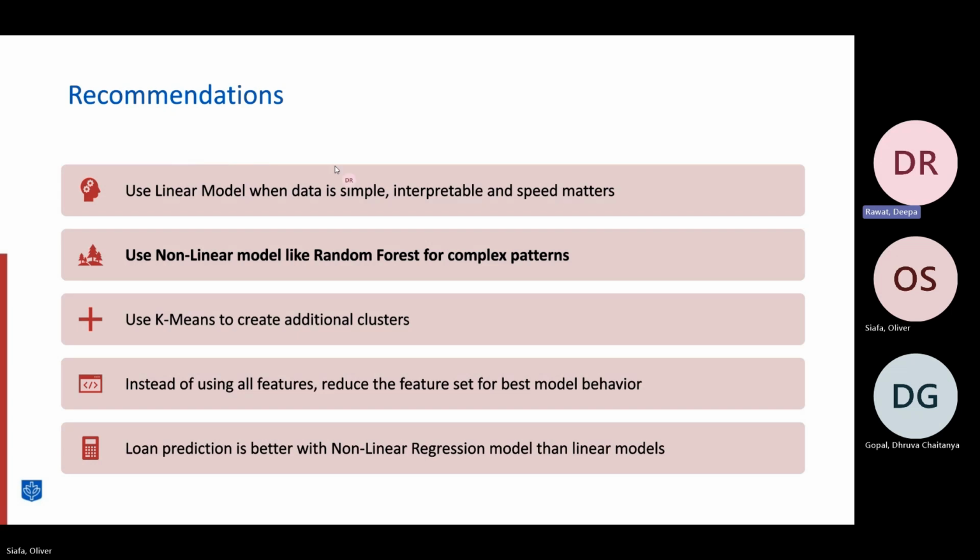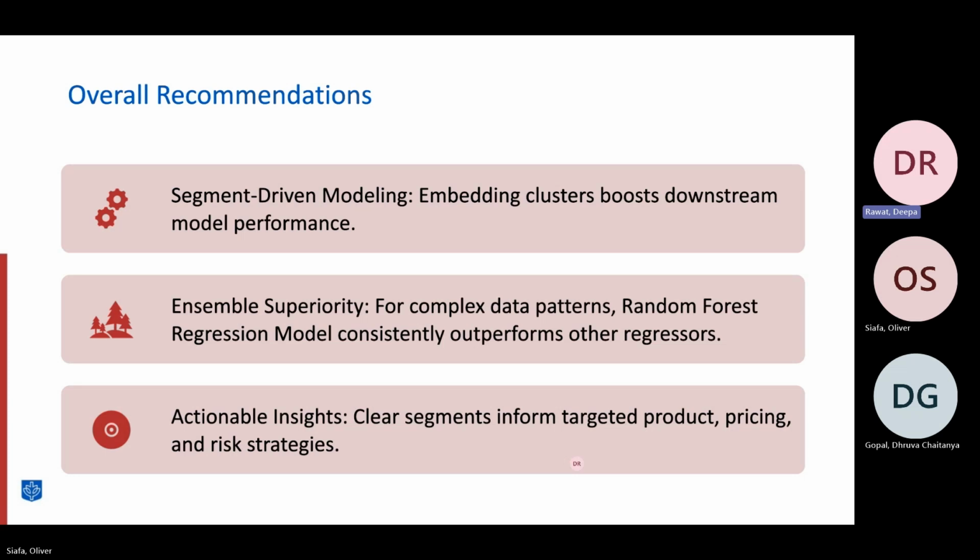The recommendations: use a linear model when the data set is simple, interpretable, and speed matters. Use a non-linear model like random forest for complex patterns. Use k-means to create additional clusters, which could actually help with final prediction. Instead of using all features, reduce the data set for the best model behavior. And loan prediction is better with a non-linear regression model than a linear regression model. That's the end of the last part.